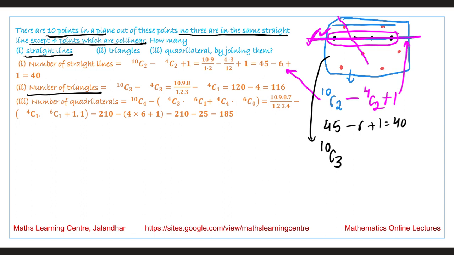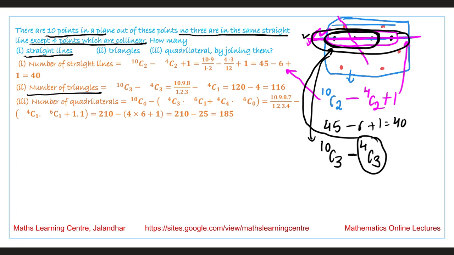We are saying if we choose those 3 points out of these 4 points, how many ways are there to choose these 3 points? Out of these 4 points, it is 4C3 ways are there. So we are subtracting 4C3 because the triangle will not be formed if those 3 points are chosen out of these 4 points.